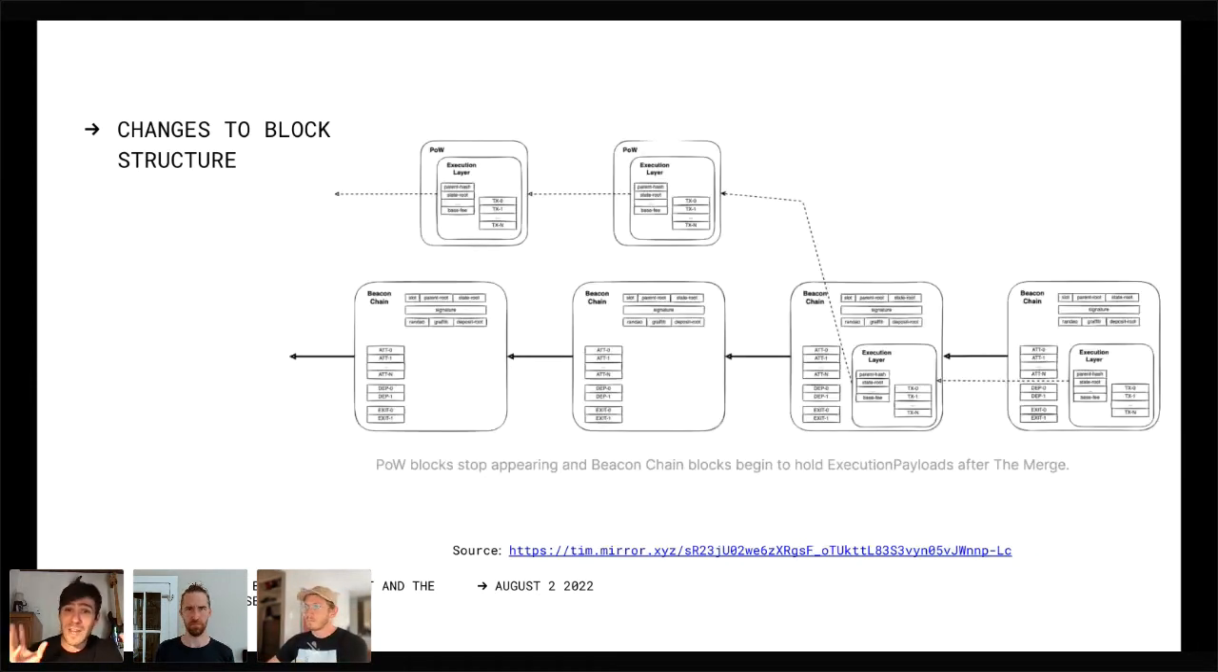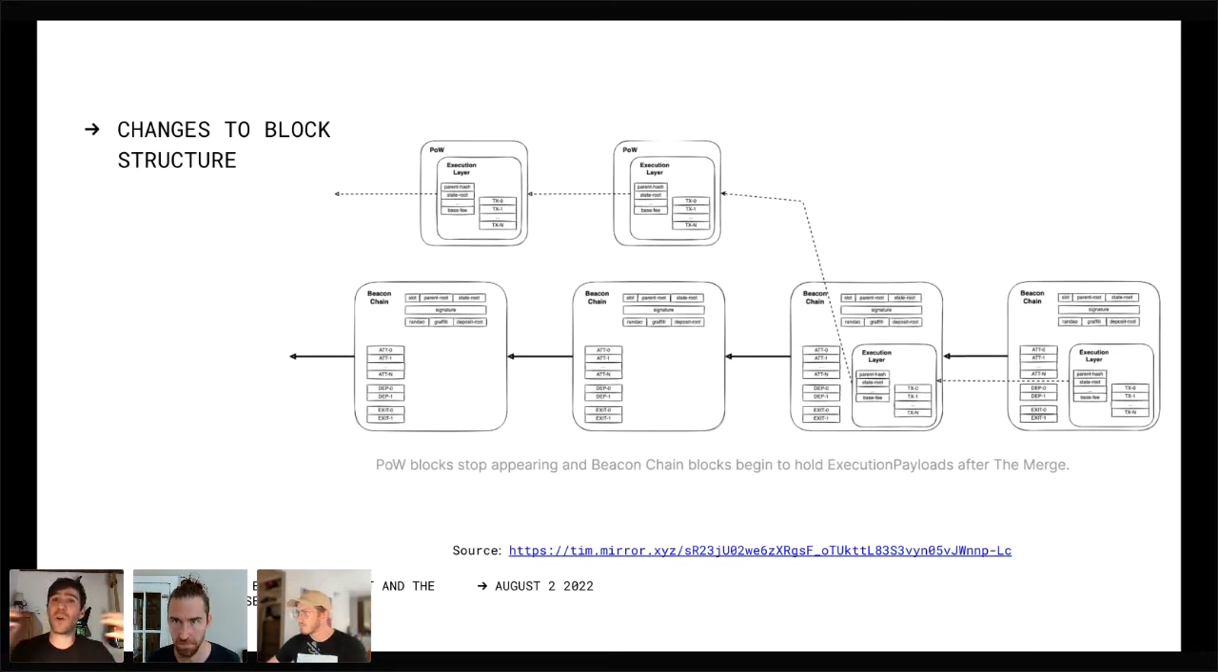So at the merge itself, once that terminal total difficulty is set and we hit it, that is when the execution layer is now driven by the consensus layer. In this graphic, you can see that literally proof of work is dropping away and the execution payload is now sort of housed inside this idea of the consensus layer.